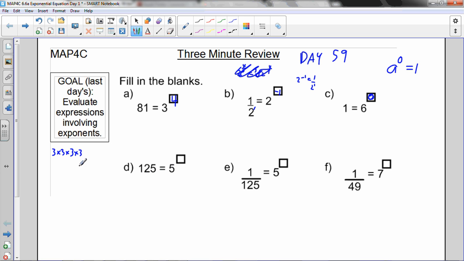125 is 5 to the exponent something. Again, we kind of just got to know some of these. 5 times 5 is 25. Times another 5 is 125. This is 3.